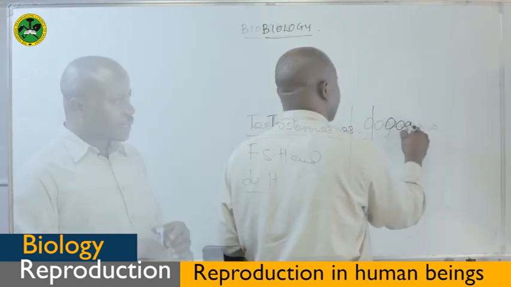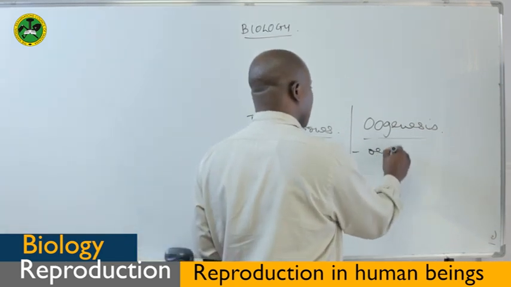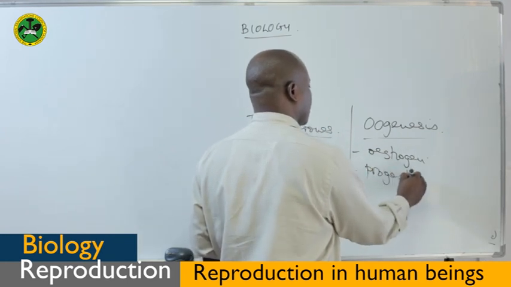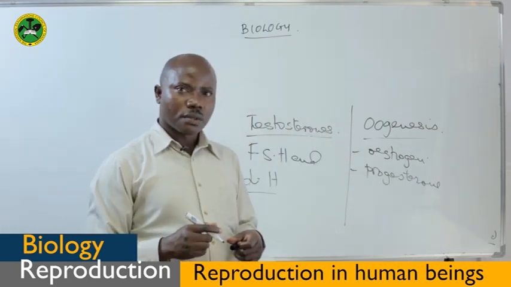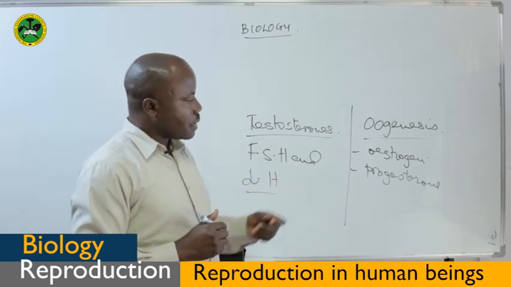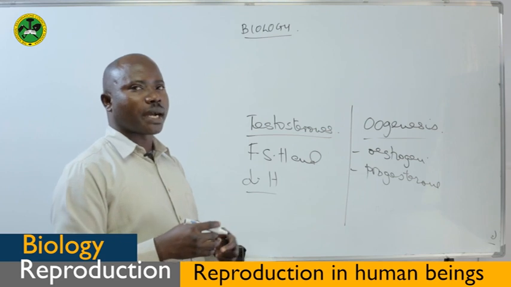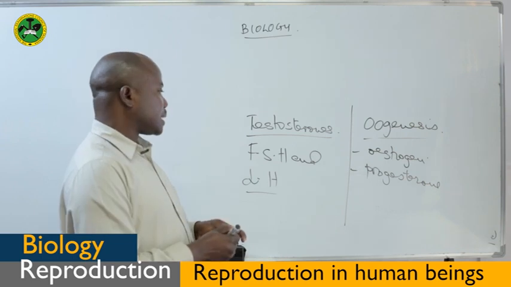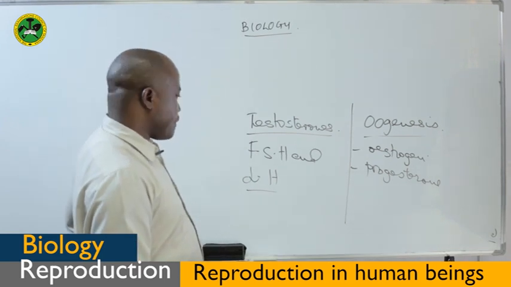Coming to oogenesis, here you have to know the role of estrogen and progesterone. What does estrogen do in oogenesis, and what does progesterone do in oogenesis? There you will have answered this question. Just go back to the role of these hormones with regard to gametogenesis. Let us see the next questions, question number 4 and question number 5.